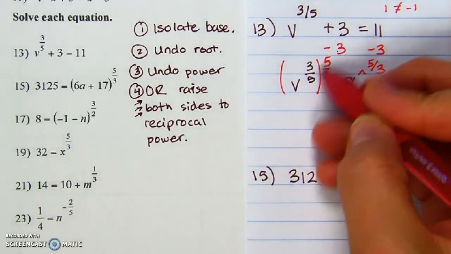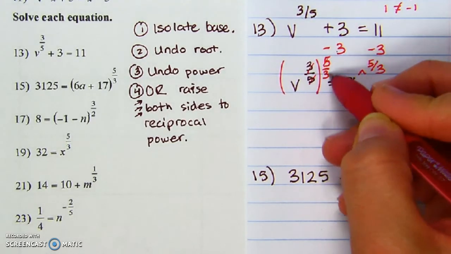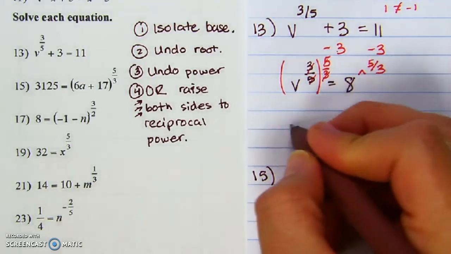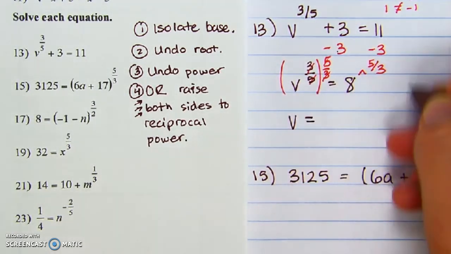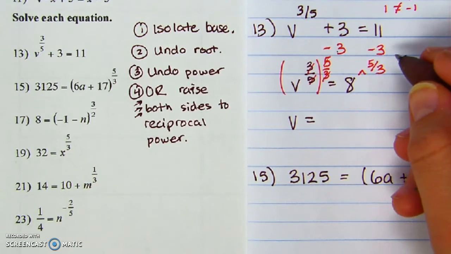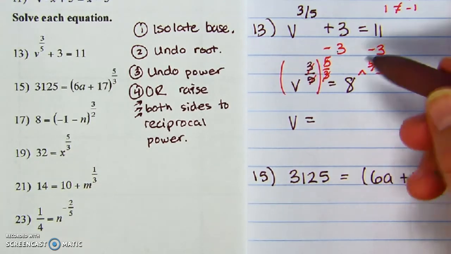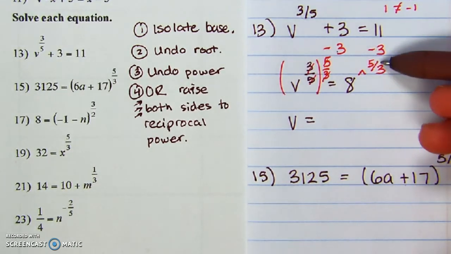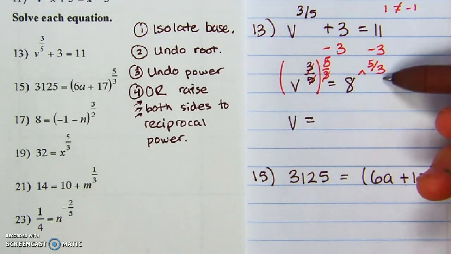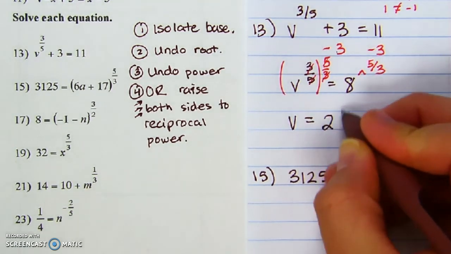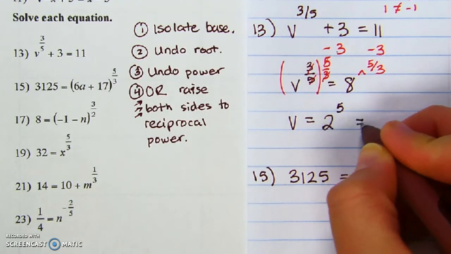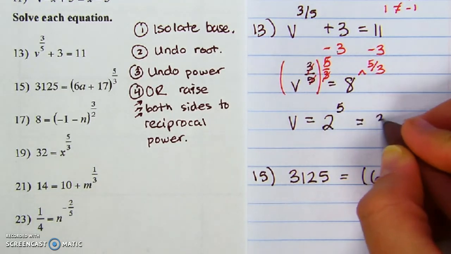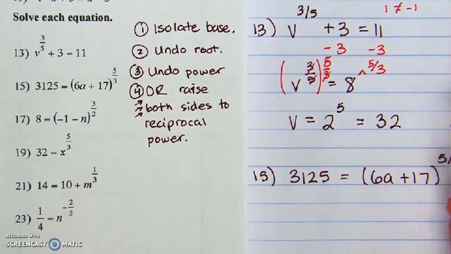Now, power of a power, this equals v to the 1. So v equals, and then we just need to evaluate this, which we've been practicing, right? What's the cube root of 8? So the cube root of 8 is 2, and then 2 to the power of 5. Is that 32? I forgot, but I'm pretty sure. Yes, it is. Okay, good.